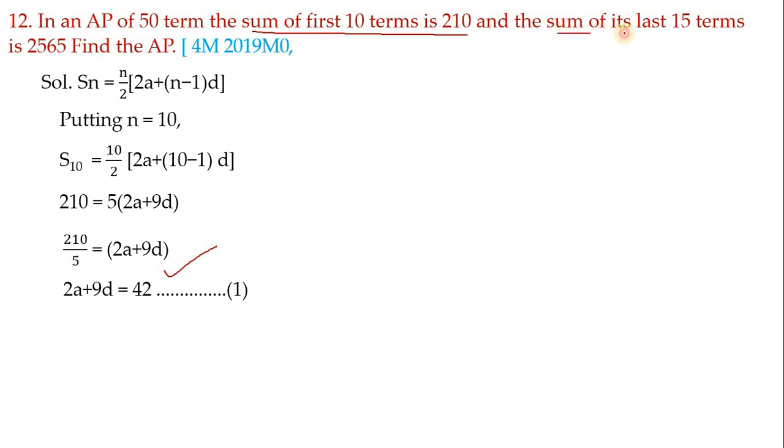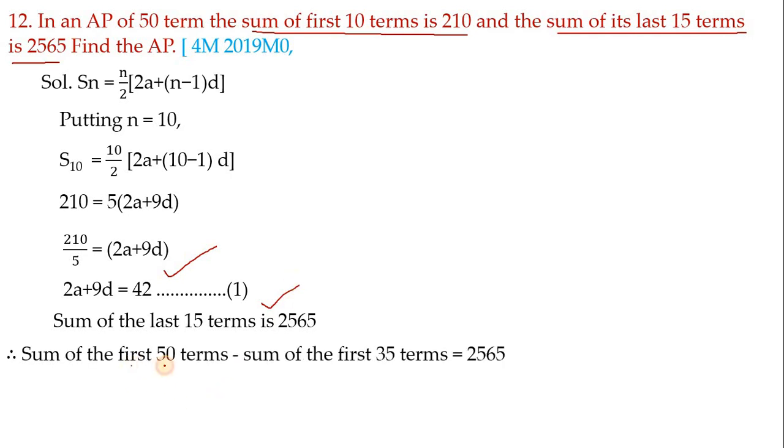Next, we have to use this statement to form another equation. Sum of its last 15 terms is 2565. Let me take that statement, and this is very important to understand, children. See, last 15 terms sum I can write like this. Sum of 50 terms, if you subtract sum of first 35 terms, you will get sum of last 15 terms. I repeat again, children. Here they have given last 15 terms sum is 2565.